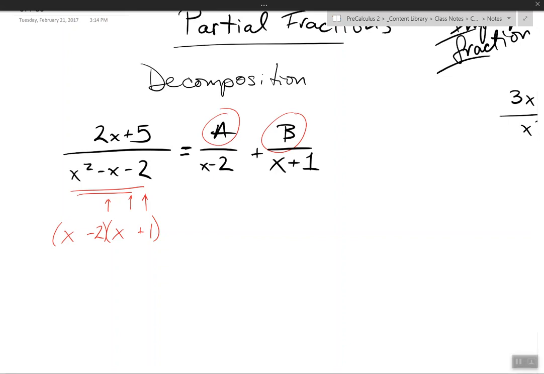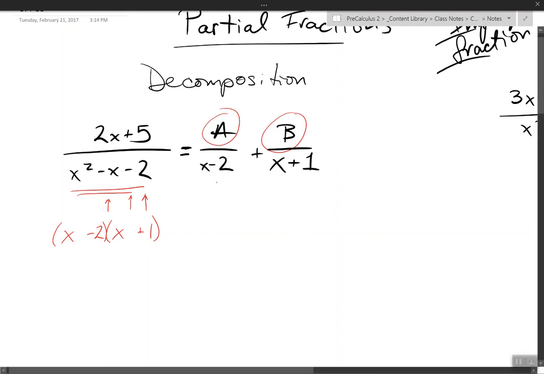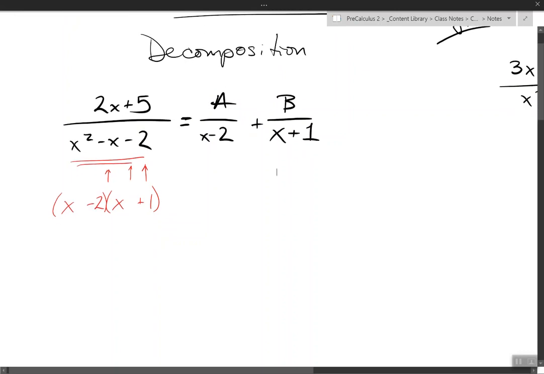So decomposition, breaking things apart. We've got the first factor as a denominator. We've got the second factor as a denominator. The book always does A, B, C in order. It doesn't really make a difference whatever letters you want to put up there. These are what we're going to have to solve for.